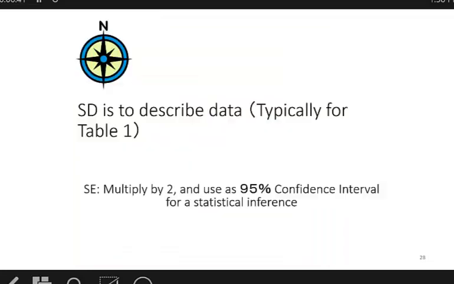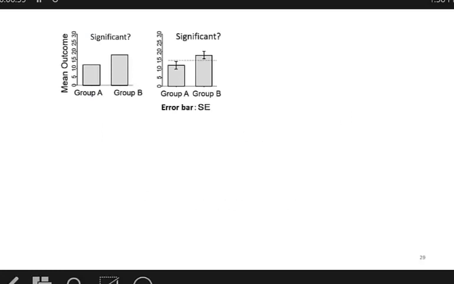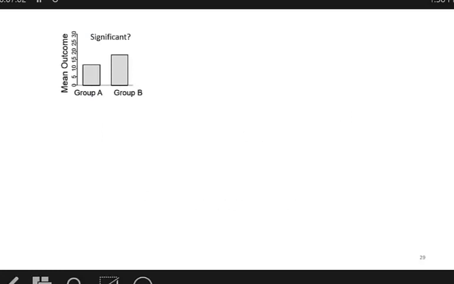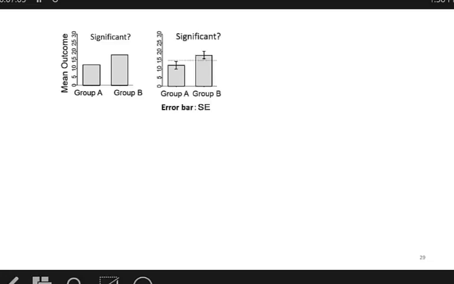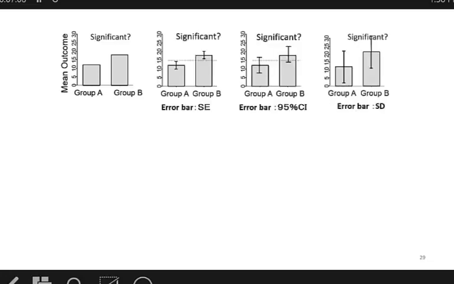Okay. All right. So SD is good to describe data, and it has good utility if data is normally distributed. And typically, we multiply SD by 2, and then compare that to 95%. Okay, so let's look at the graph then. When you use SPSS or other software, we are typically faced with choosing what type of error bars we put in the graph. There are three options usually: one SD, one SE, and one CI, confidence interval. So you need to pick which one to use to construct the error bars.